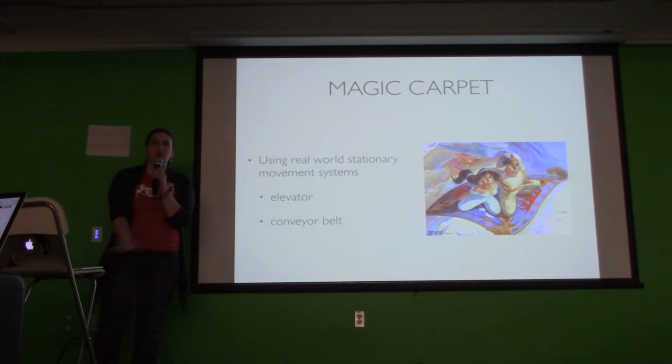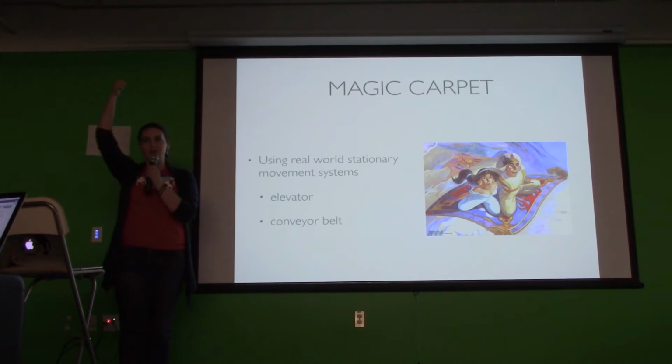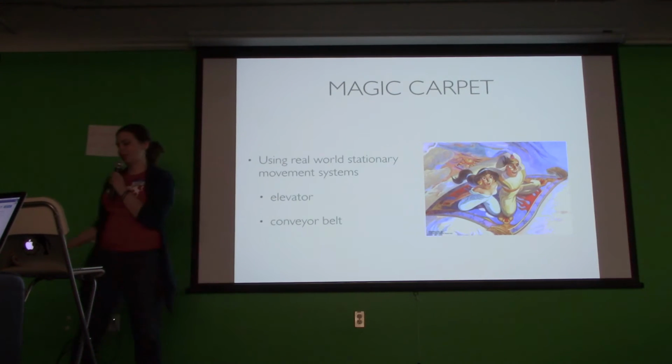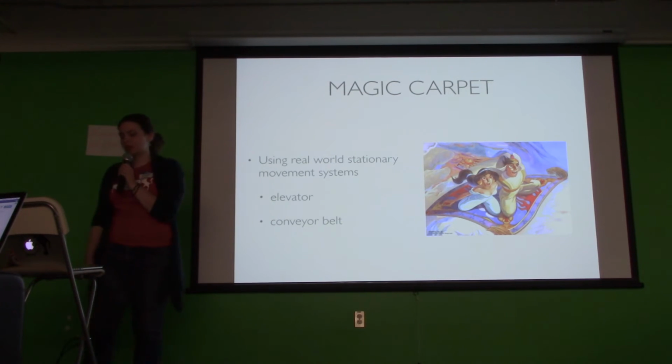Magic carpet is another way of moving around. Basically, it's just using real world tricks where you step onto a platform and you take the elevator up to the next floor, and then all of a sudden you have more room to walk around. A conveyor belt and so forth.